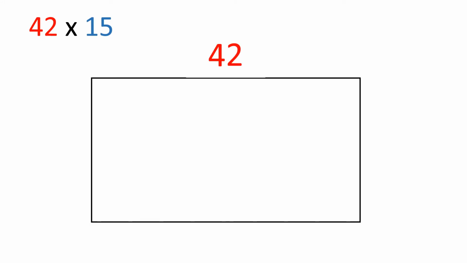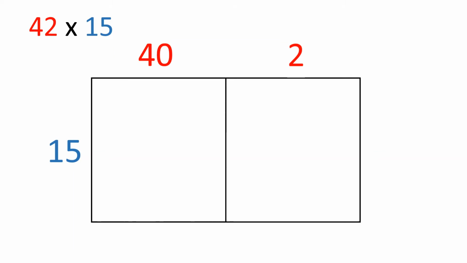Here's an example. Let's say I want to multiply 42 times 15. Using the area model, I can put 42 on the top as the length and 15 on the side as the width. To multiply, I'll want to break each number apart according to its place values. 42 is 4 tens and 2 ones, so that's 40 plus 2. So I'll divide the rectangle into two parts. One is 40 and the other is 2.